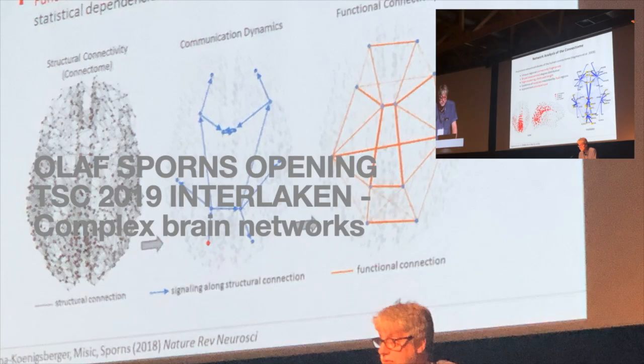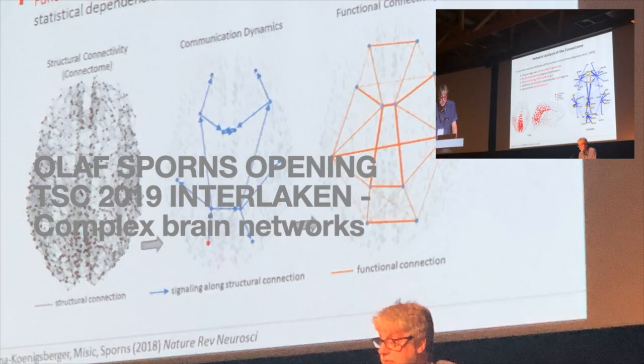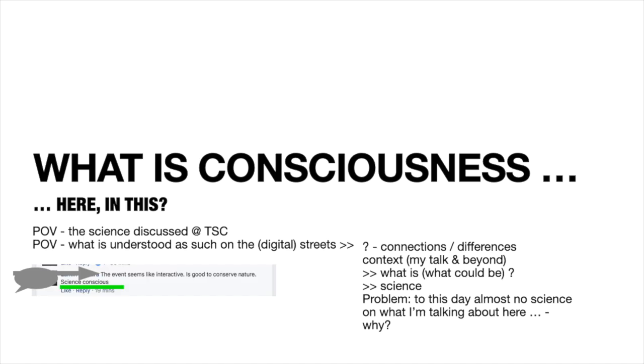For those who still need convincing, here you see a couple of pictures of the opening talk of TSC 2019 in Interlaken in Switzerland last year. Olaf Sporns was talking about complex brain networks. Again, I think what he was showing, and if you look at the Facebook networks, I think the similarities are quite obvious. So, in the context of what I'm talking about, what is consciousness?